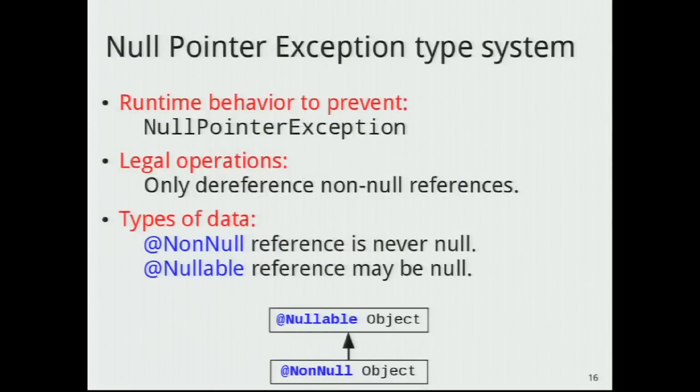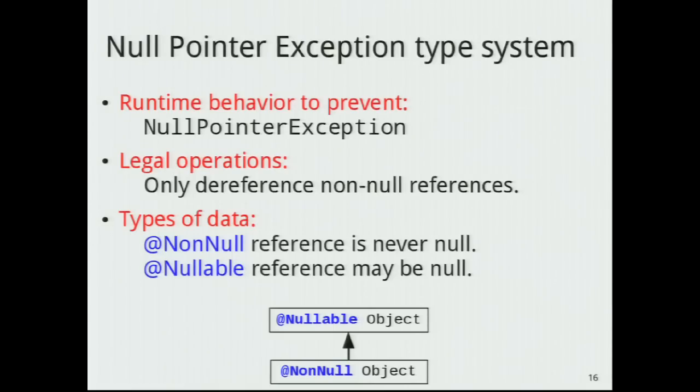Let me give you some examples of type systems. So when you're thinking about a type system, there's 3 questions you want to ask yourself. What's the runtime behavior I want to prevent? What are the legal and illegal operations? And what are the types of data if I want to think about this? So let's think about preventing null pointer exceptions. That's something that a lot of people are interested in doing. We want to prevent null pointer exception. And what's the legal operations? If you're dereferencing, it should only be a non-null reference. You shouldn't try to dereference a null value.